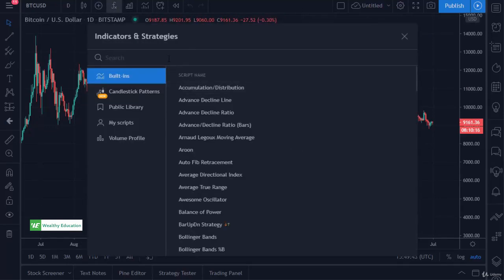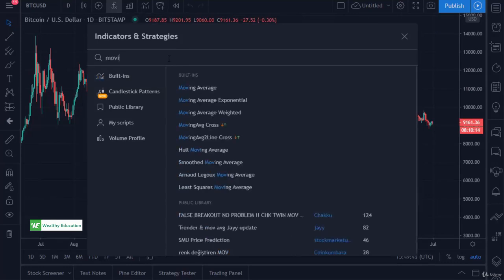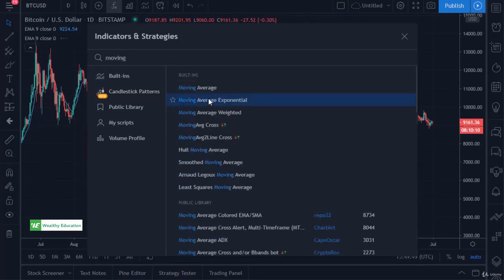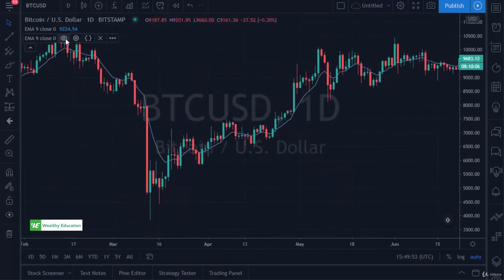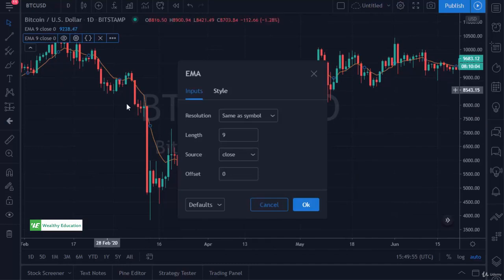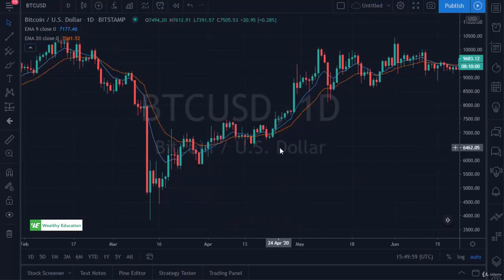So we click on our indicators as usual, type in moving, so moving average exponential. I'll put a couple on the chart. And you can see that you can change it. So I'll use two common ones here, 9 and 20. They're two different colors. So blue right here is the average closing price of the last 9 candlesticks. And this is the last 20.